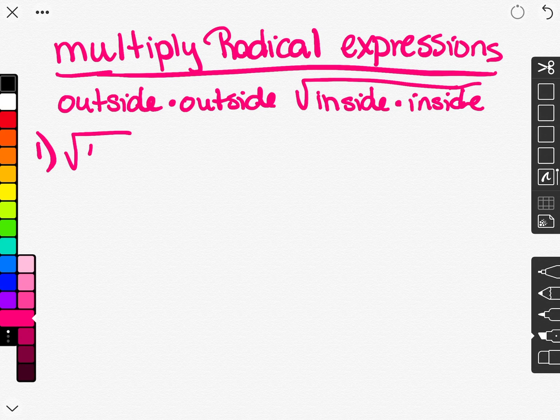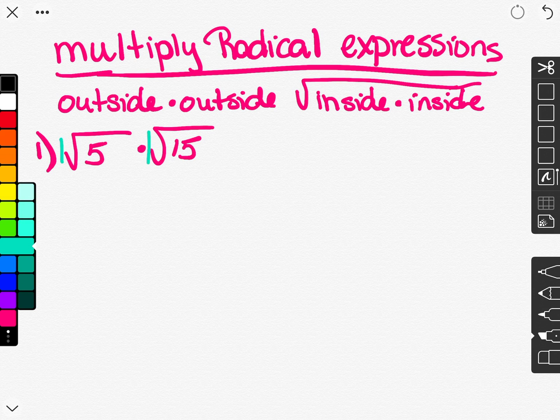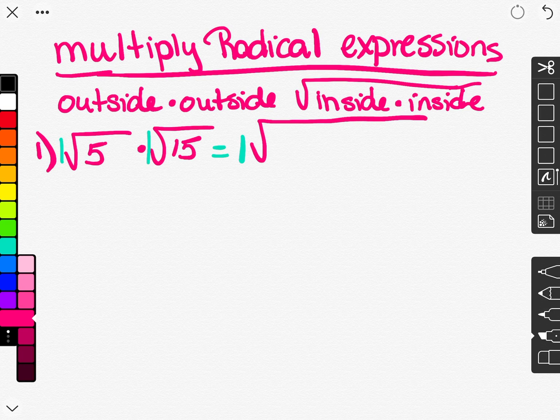So if we have the square root of 5 times the square root of 15. There's nothing on the outside. Well, there's a 1 on the outside. We have our invisible ones. So we multiply 1 times 1, and that's what's on the outside. You don't have to write the 1, but of course you can. And then we do 5 times 15.